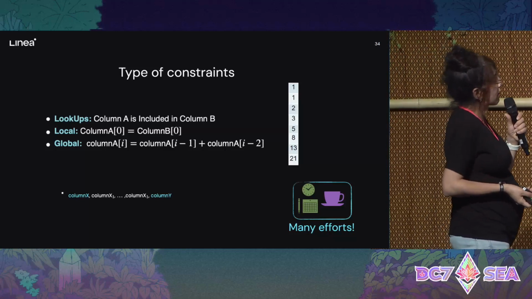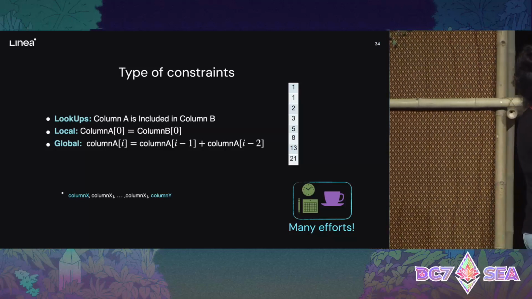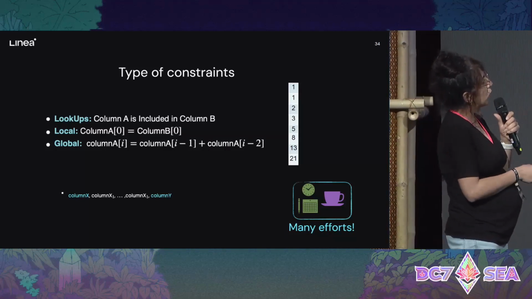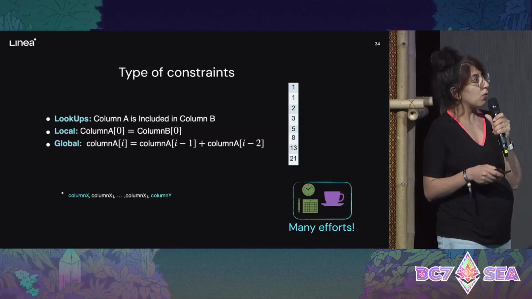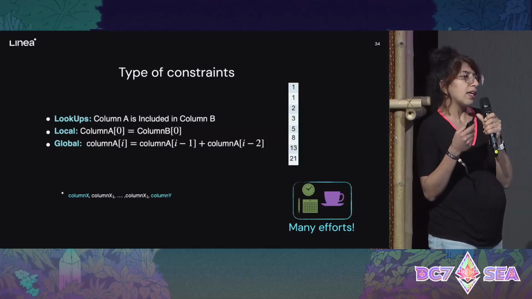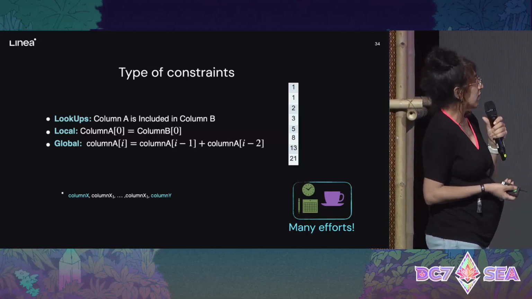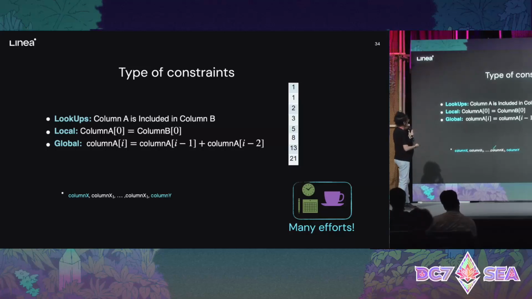I'm putting an example here for the Fibonacci sequence. For this Fibonacci sequence, we know that each cell is in fact the addition of two previous cells. So you write the constraint like this, and we call this the trace of execution for Fibonacci.